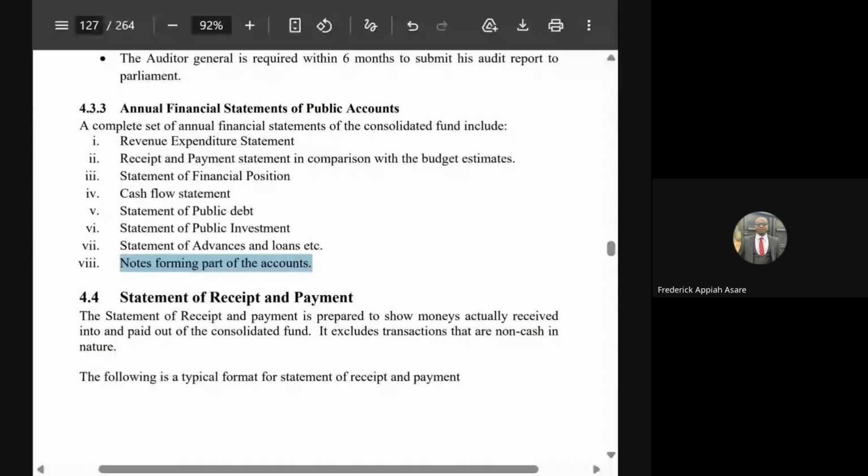You realize that for the private sector, they have only 5. They have the statement of profit or loss and other comprehensive income. They have statement of financial position. They have statement of changes in equity. They have statement of cash flow, and they have the notes to account. But when it comes to the public sector, they have these 8: revenue and expenditure.